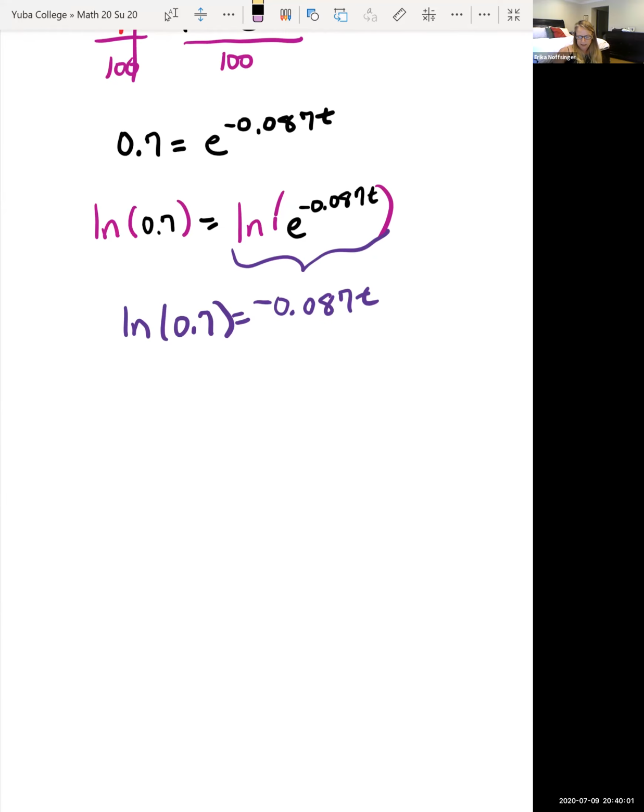Almost there. Get t by itself. Divide both sides by negative 0.087. So natural log of 0.7, end your parentheses, divided by negative 0.087. That gives you approximately 4 days.